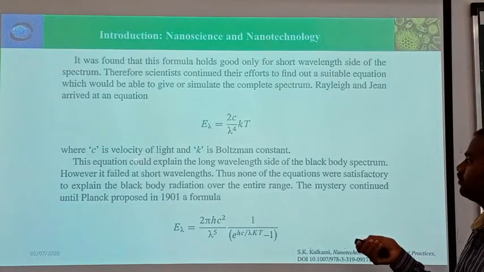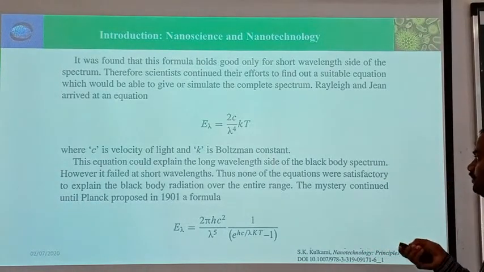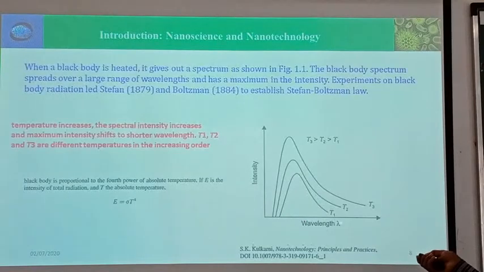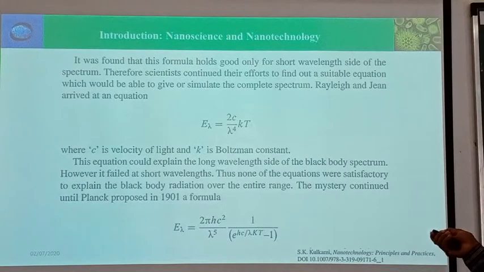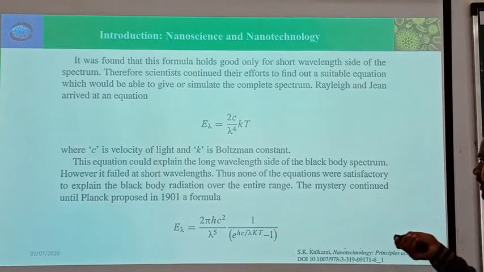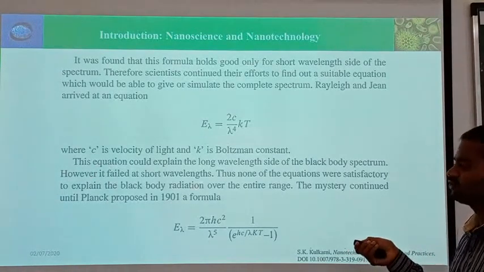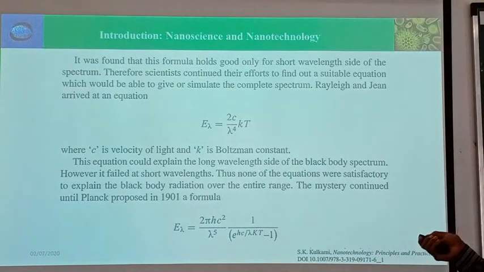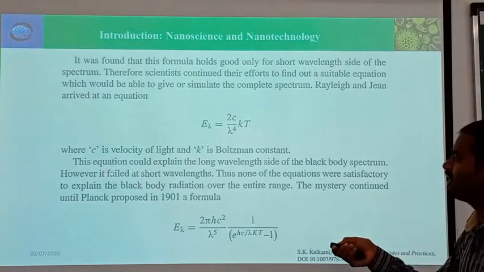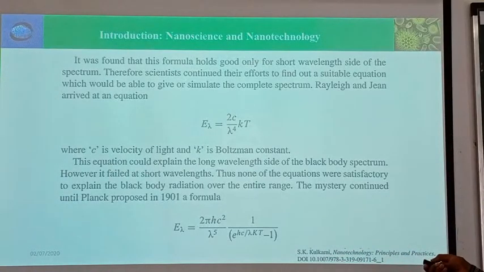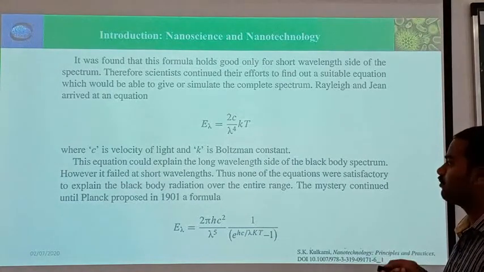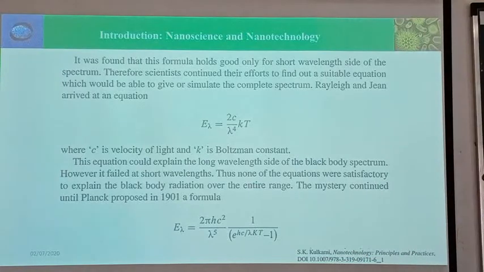Now this equation could explain the longer wavelength side. But what happens in case of the black body spectrum? However, it fails at shorter wavelengths. So this equation validates only the longer wavelength, but it fails to explain the behavior at shorter wavelengths. Thus, none of these equations were satisfactory to explain the black body radiation over the entire range.